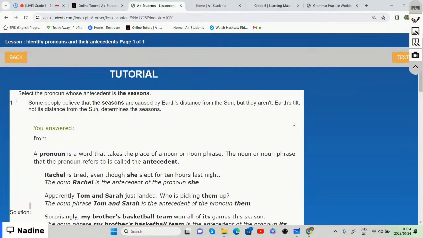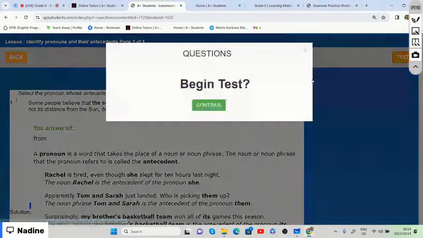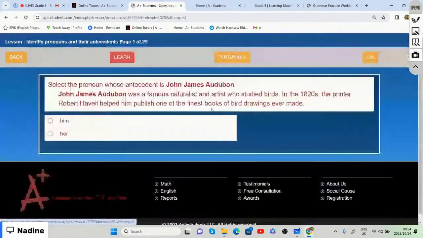All right. Now we're going on to our test, where we identify pronouns and their antecedents. We are now going to select the pronoun whose antecedent is John James Audubon.